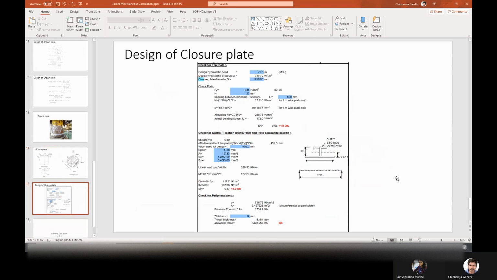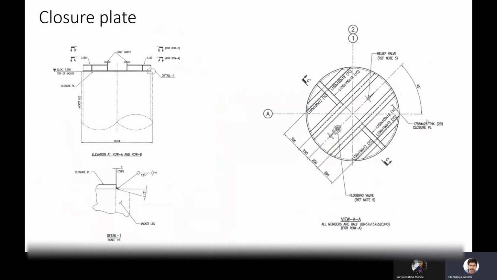Now closure plate design. As I told, the closure plate will be provided at the top of the jacket. If you ask whether each and every jacket will have a closure plate, no, it is based on requirement. When you do not have the flood capacity of the jacket during flotation, then you have to go for this closure plate. Then you take the advantage of your leg being buoyant. For that reason, we go for a closure plate.